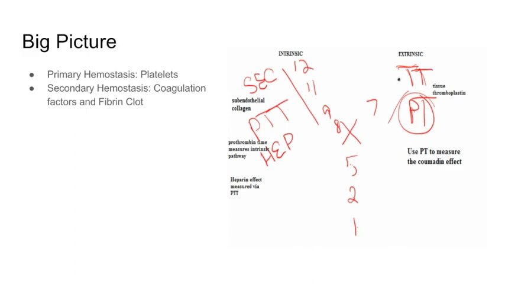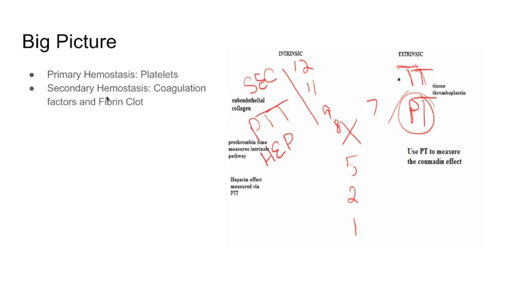So the first thing that comes in is platelets, and platelets are responsible for primary hemostasis, and then coagulation factors and fibrin clots are responsible for secondary hemostasis.